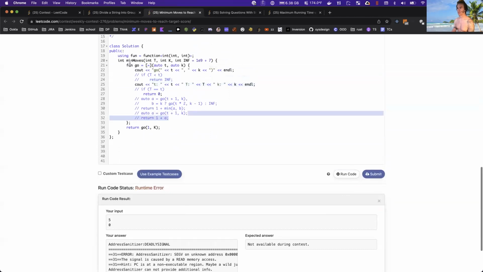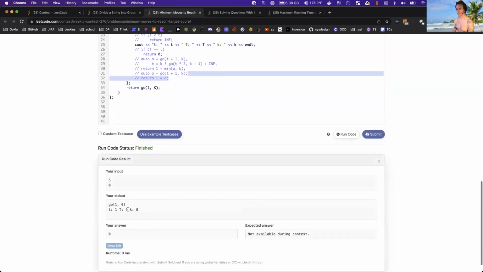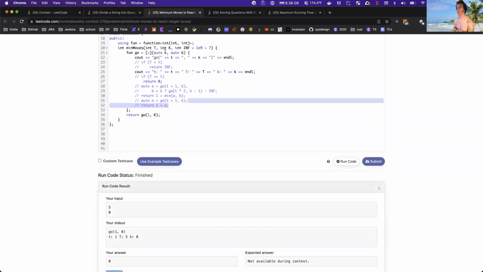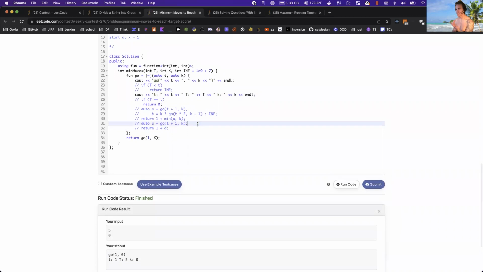Return. One plus A. I still don't understand why this is not bottoming out. How is this possible that this doesn't bottom out? It just increments it by one.